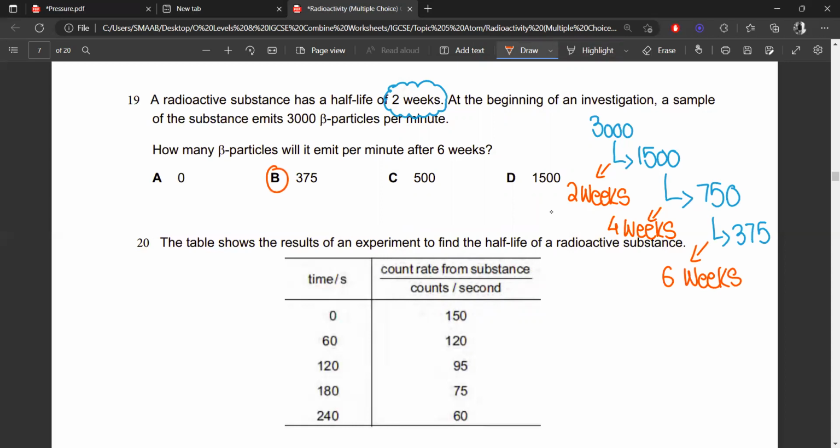In this question we can get confused by the 3000 beta particles per minute. It is very confusing that the values are in minutes and we have to calculate after 6 weeks. But at the start of the question, they already mentioned a half-life of 2 weeks, right?